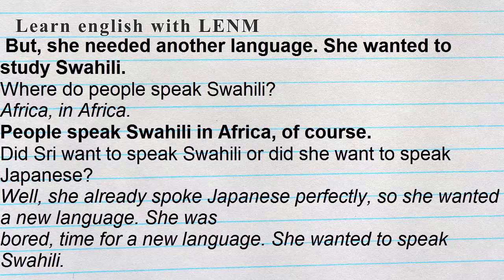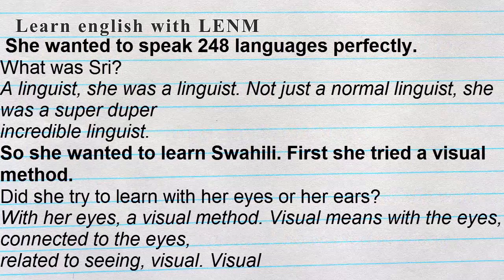But she needed another language. She wanted to study Swahili. Where do people speak Swahili? Africa. In Africa. People speak Swahili in Africa. Of course. Did Shri want to speak Swahili or did she want to speak Japanese? Well, she already spoke Japanese perfectly, so she wanted a new language. She was bored. Time for a new language. She wanted to speak Swahili. She wanted to speak 248 languages perfectly.